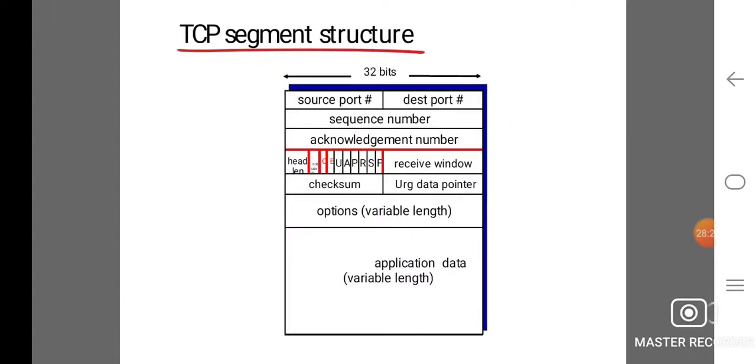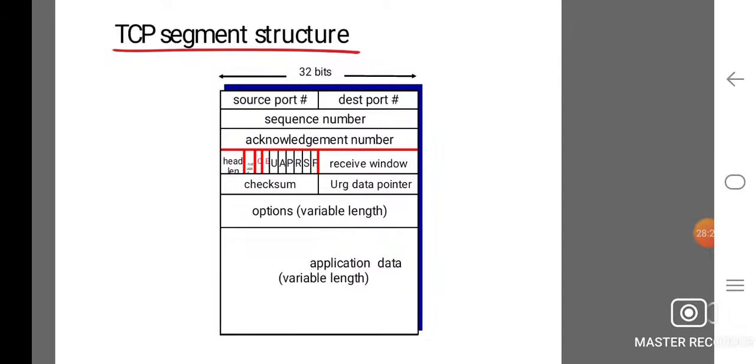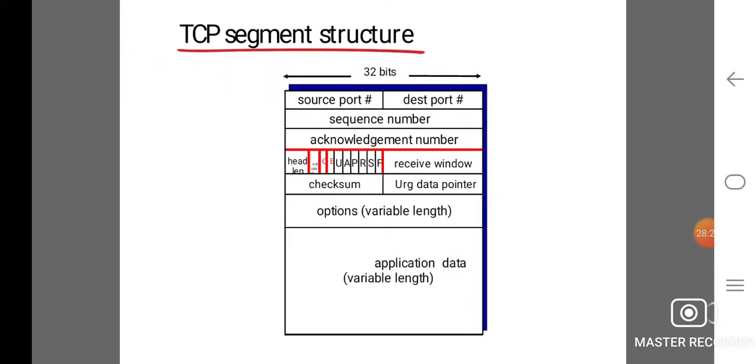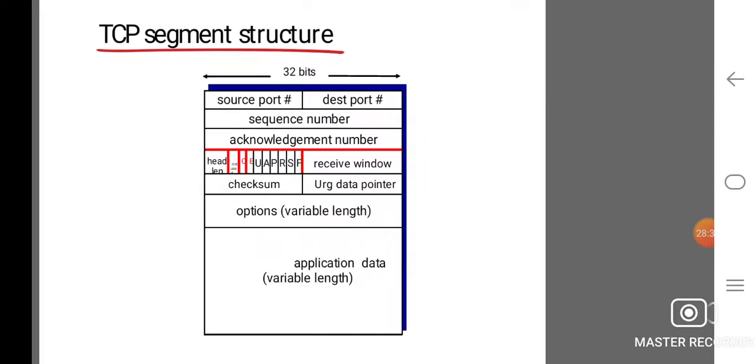TCP segment structure: source port, destination port, sequence number, acknowledgement number, checksum, receiver window, URG data pointer, options with variable length, and application data with variable length.